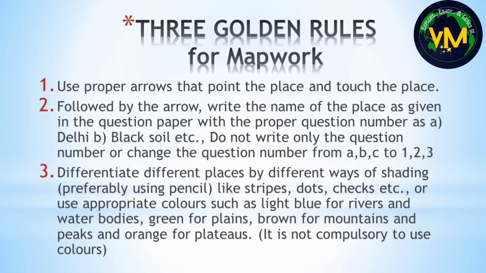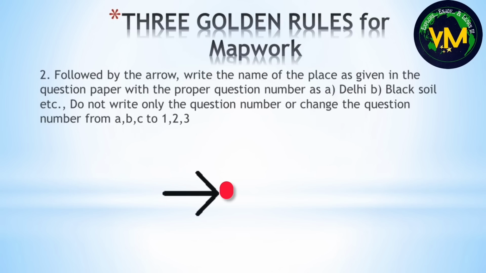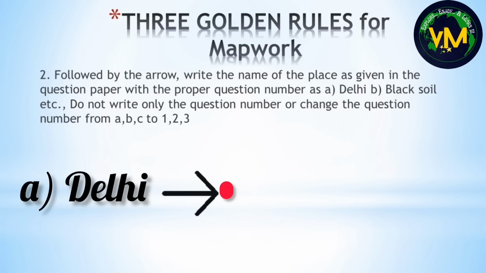First, use proper arrows. The arrow should point to the place and touch the place. And second, followed by the arrow, write the name of the place as given in the question paper. Say for example, if it is A Delhi, you have to write A Delhi. And do not change the question number. As well, if it is given as ABC in the question paper, you should write it as ABC. Don't change it to 1, 2, 3. Also, don't write only the question number. It should be complete, like A Delhi.